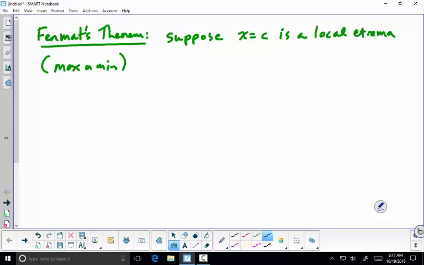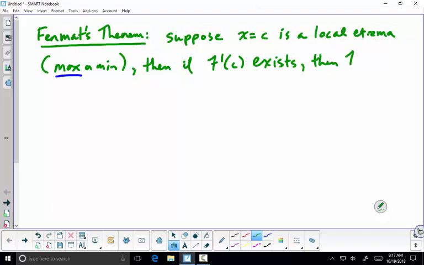By the way, when I do the proof, I'm going to only do it for a local max. If you'd like to do the proof for a local min, you will just switch the initial inequalities that we have set up. So suppose we've got a local max or a local min at x equals c, then if f prime of c exists, if it's differentiable at c, if we're able to take the derivative at x equals c, then f prime of c must equal 0.